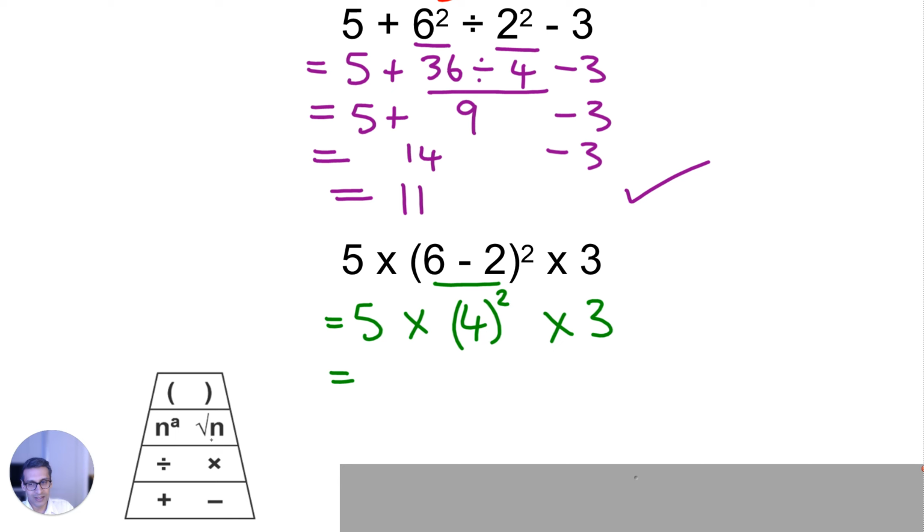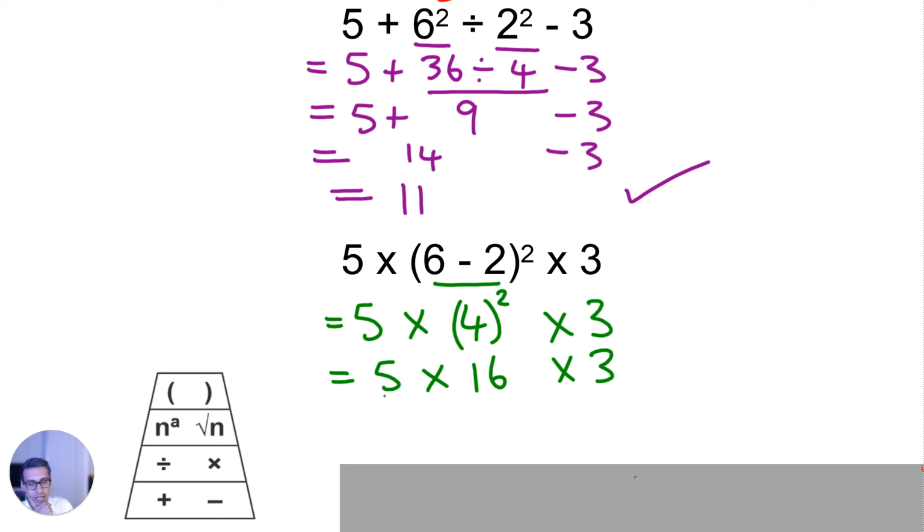And now we know that indices come first before multiplication. So 5 times 16 times 3. And now there's just multiplication, so we're going to do 5 times 16 times 3. Now I'll let you work this out. If you have done, great.